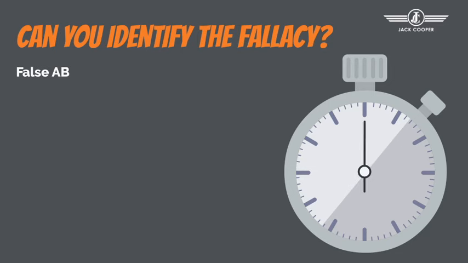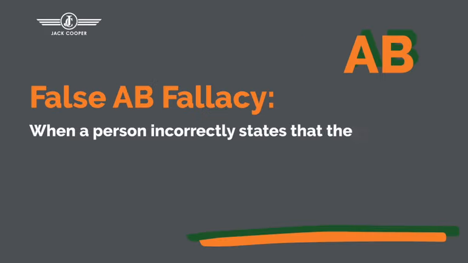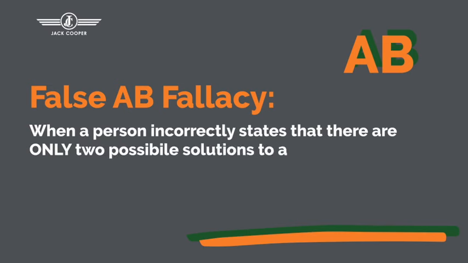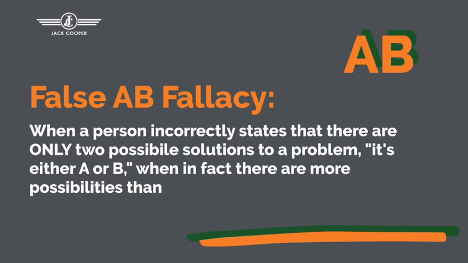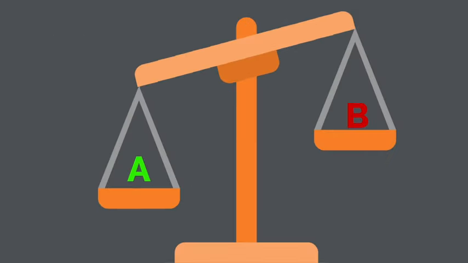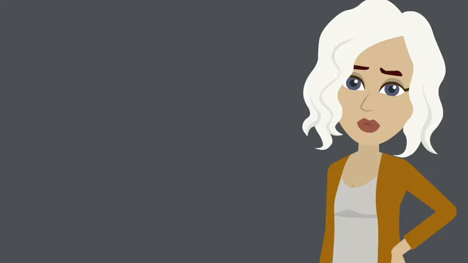If you guessed the false A or B fallacy, you would be correct. The false A or B fallacy occurs when a person incorrectly states that there are only 2 possible solutions to a problem. It's either A or B, when in fact there are more possibilities than the 2 options provided. Often, one option is far superior to the other, pressuring decision makers to side with the presenter's preferred solution.